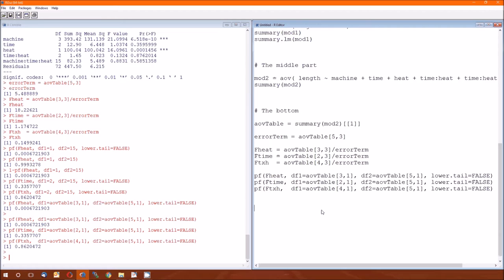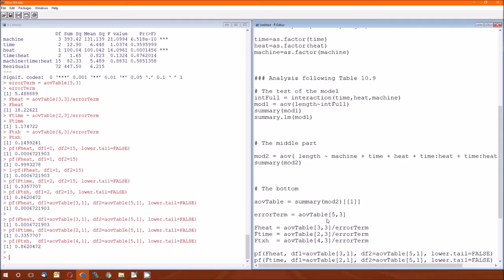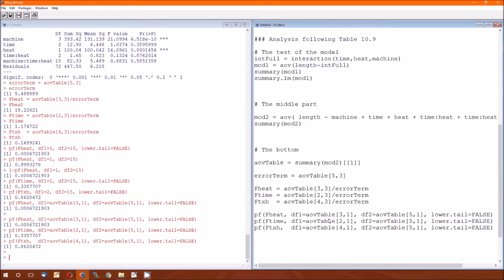So anyway, that was the goal for this, table 10.9, and how we did the factorial treatment structure in a randomized complete block design. And again, the tools are the same that we've been using, we're just using them in different ways.